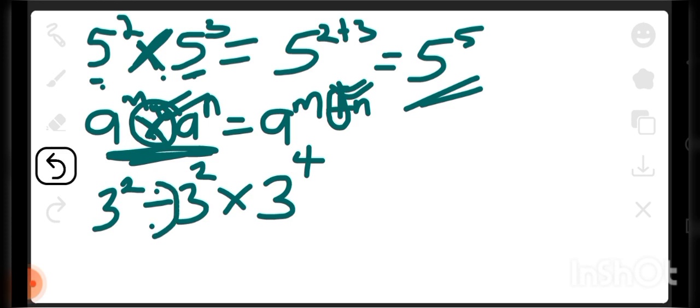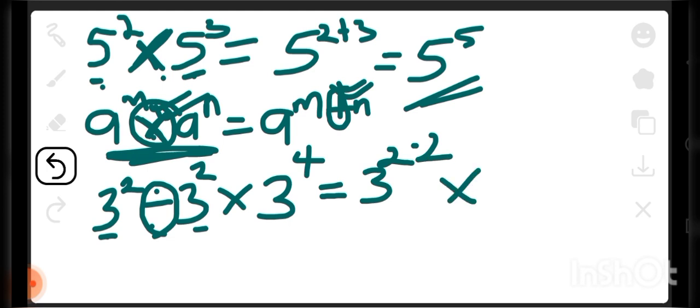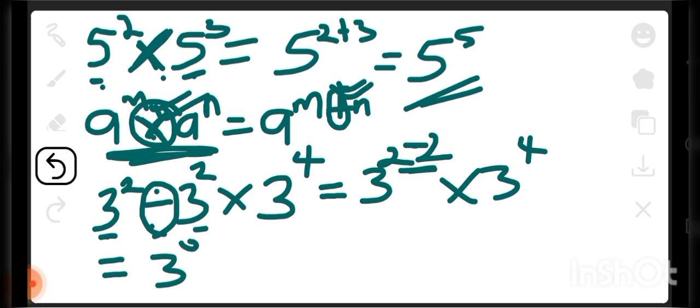So what I'm going to do now, let me try and follow BODMAS. I will do division first from BODMAS. It's division before multiplication. So I'm going to have 3 raised to power 2. Since it's division, the bases are the same, I'll pick one of the bases and subtract the powers. Then times 3 raised to power 4. So this will give us something very nice. That is 3 raised to power 2 minus 2, that will be 0, times 3 raised to power 4.